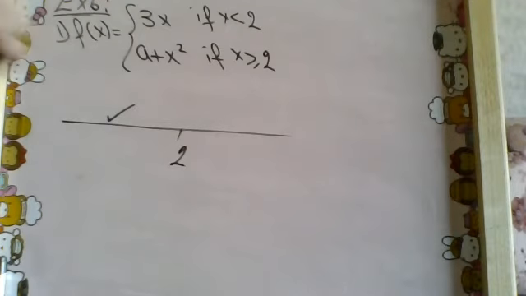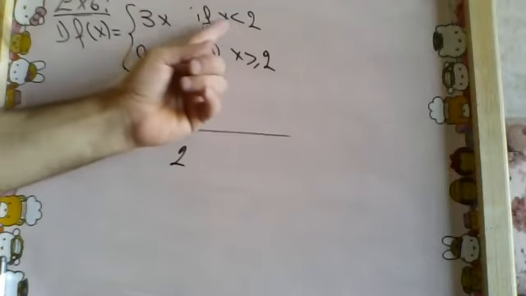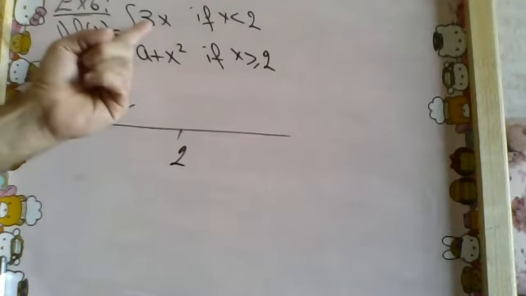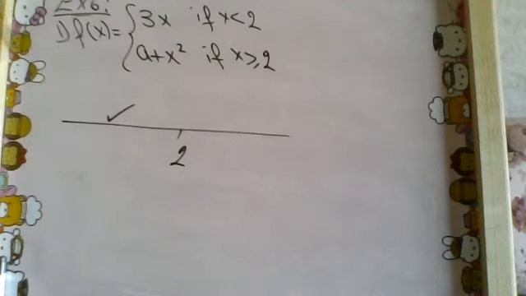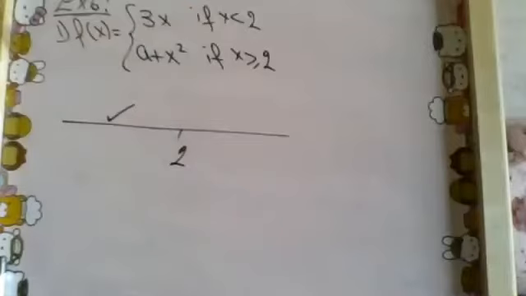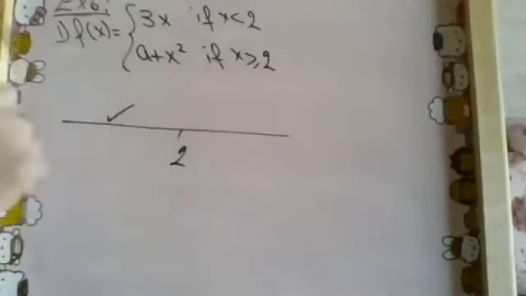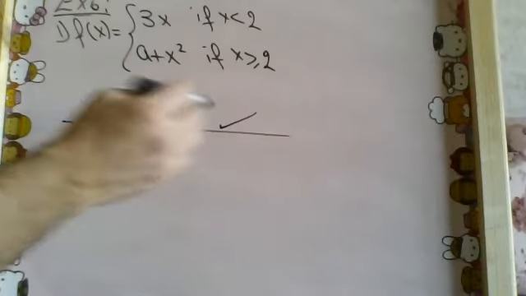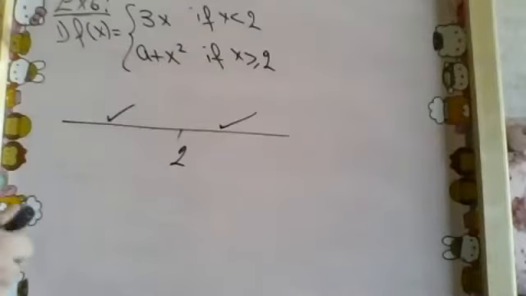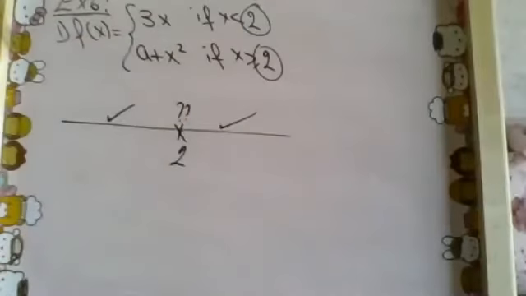Right. For the piecewise function here, if x is smaller than 2, the function is a polynomial function, that's 3x, so continuous. The function is continuous when x is less than 2, because this is a polynomial. Okay. When x is greater than 2, the function is also continuous, because it is a polynomial function. So what remains? Only at 2. Only at the number 2.